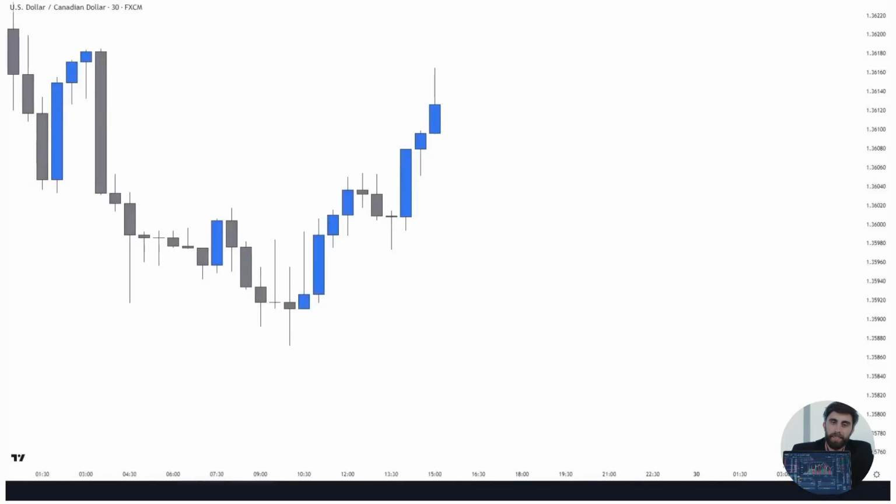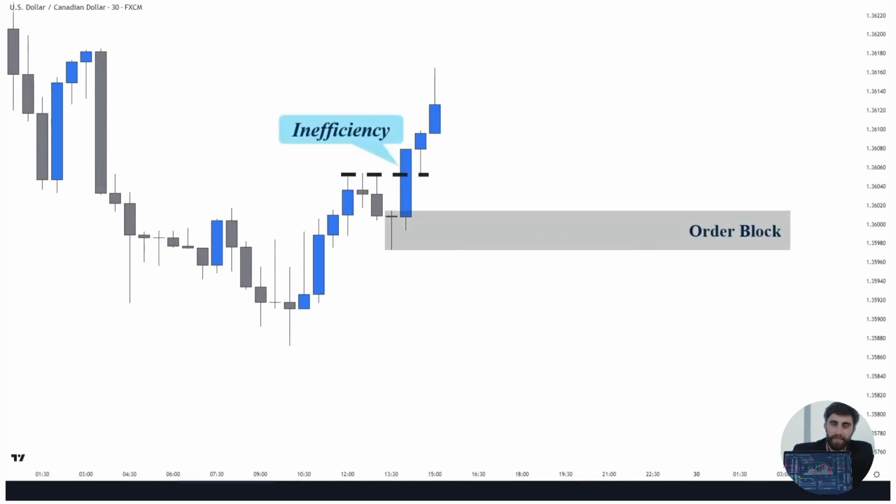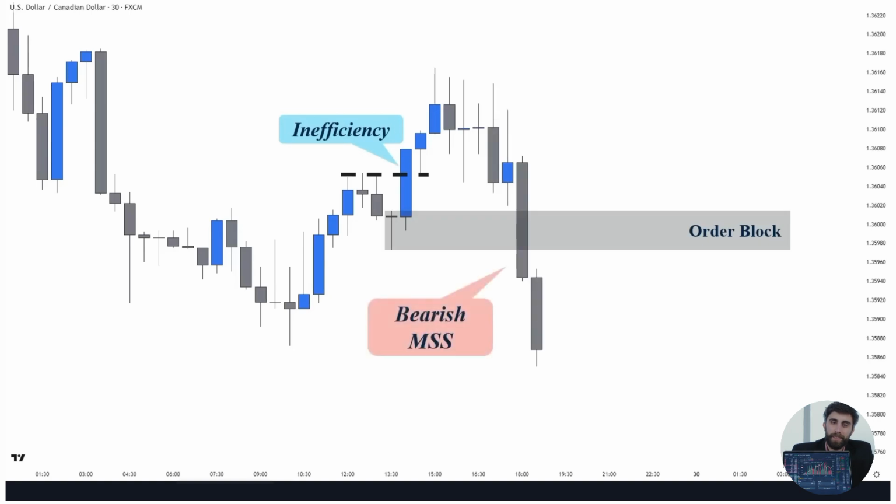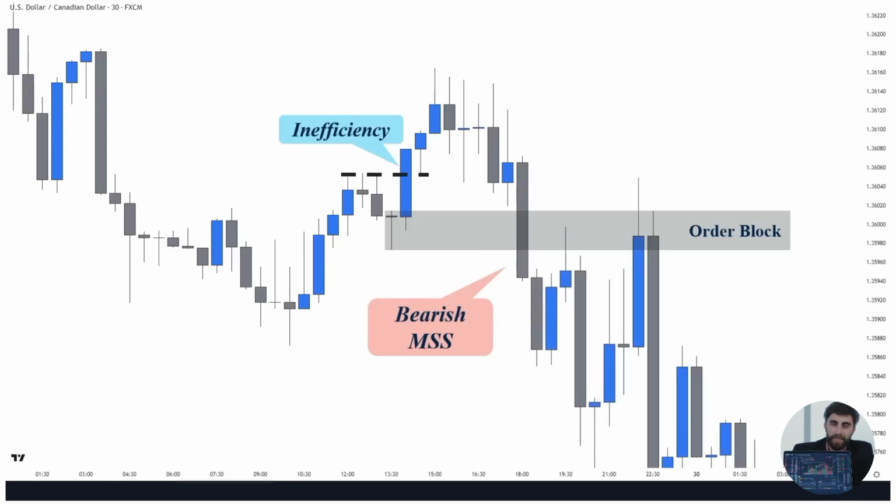Here on the USD CAD 30-minute time frame, we have identified an order block creating inefficiency and a break of structure. However, the market breaks this demand area, showing a bearish market structure shift. As a result, the demand turns into supply, and if the market taps into this area, it will provide us with a potential short opportunity.